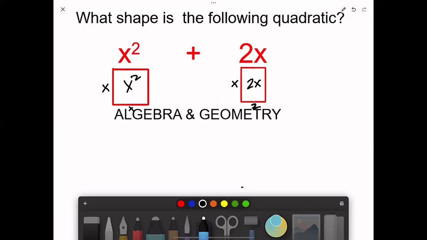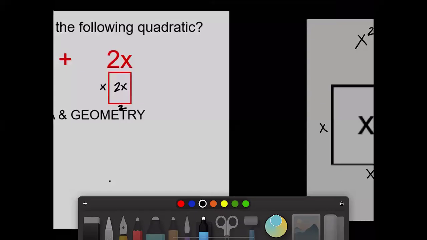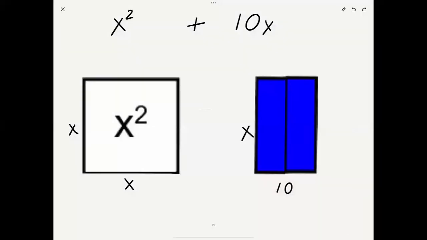Now, what we're going to try to do, and I'm going to show you, is make a bigger square because squares are basically better than rectangles. So here we go. In this example, the quadratic is x squared plus 10x, right? So it's 1x squared plus 10x. Now, we're going to try to make a bigger square, and this is how we're going to do it. We're going to split this rectangle, this 10x rectangle, in half.